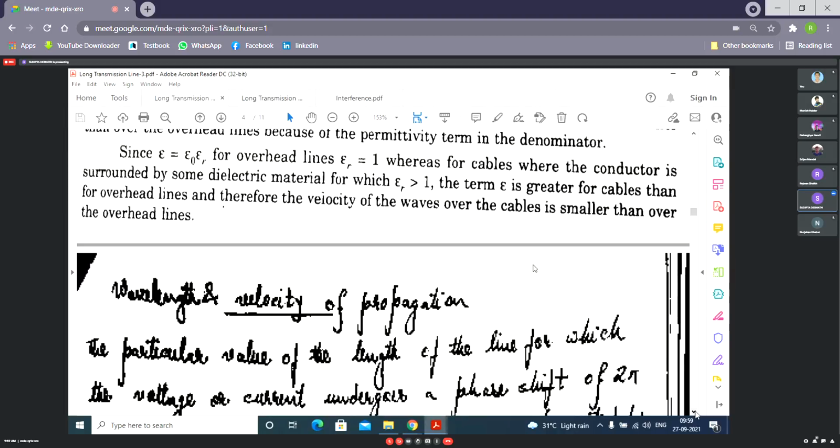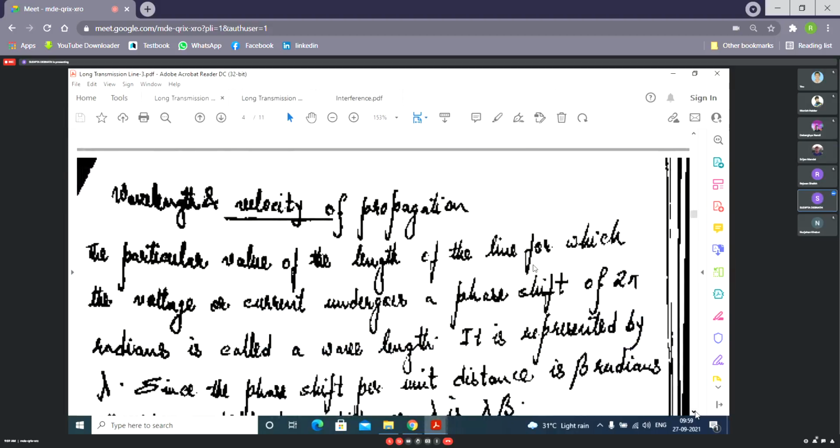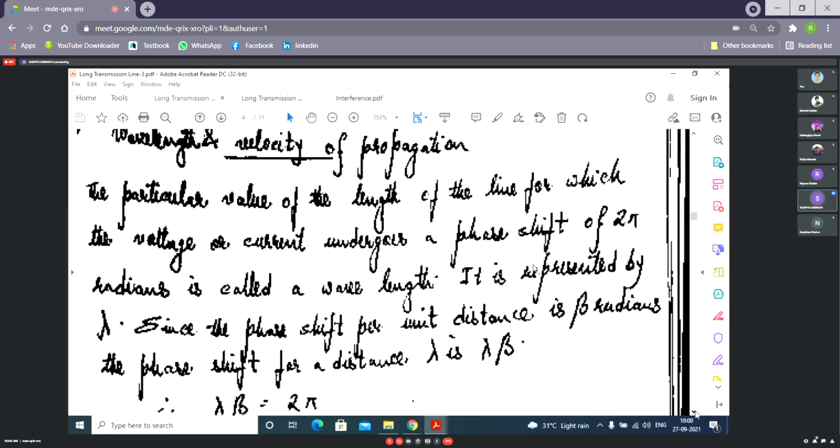Okay. Now, the velocity of propagation, you have found, is equal to the velocity of light. Now, what is the wavelength? The definition of the wavelength is that it is a particular value of the length of the line for which voltage or current waves undergo a phase shift of 2 pi radians. You have studied about that alpha and beta. For unit distance, there is a phase shift of beta radian, and a magnitude attenuation of alpha, that we have discussed.